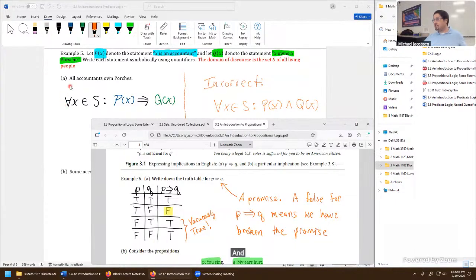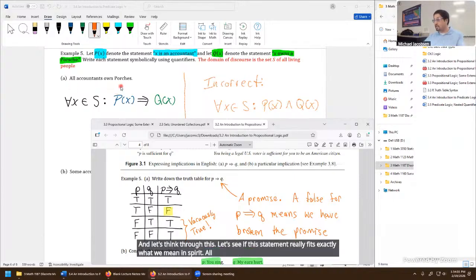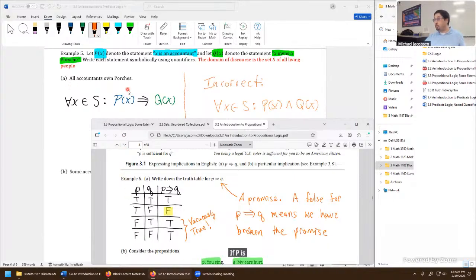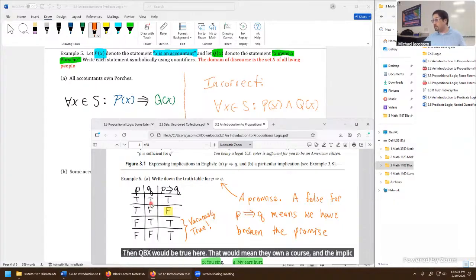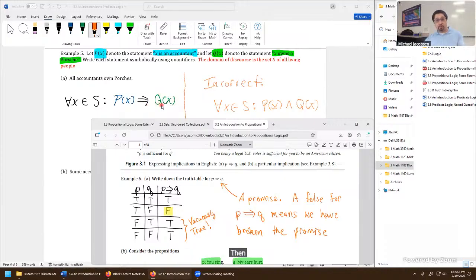And let's think through this. Let's see if this statement really fits exactly what we mean in spirit. All accountants own Porsches. If P of X is true for every single X, that would mean we're talking about the person being an accountant in the first place. Then Q of X would be true, that would mean they own a Porsche, and the implication works as usual. If we say P is true, every person is an accountant, then Q of X, they don't own a Porsche. If that's false, we get a false statement overall.